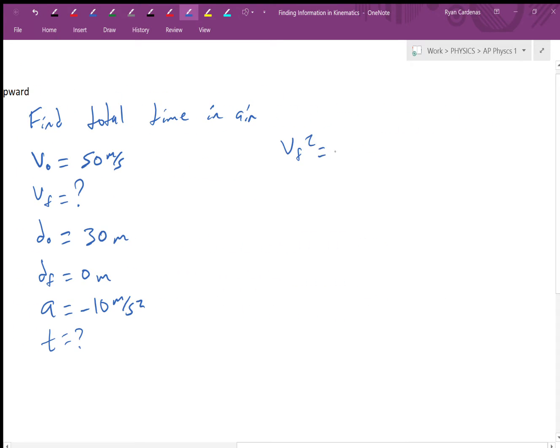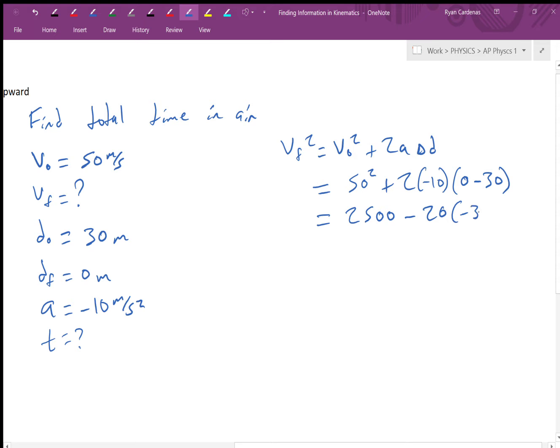V final equals V initial plus 2a delta d. Okay, and I'm trying to find V final first, so 50 squared is my initial velocity, and then I'm going to put in d final minus d initial. D final is 0, d initial is 30. Alright, so I get 2500 minus 20 times negative 30.